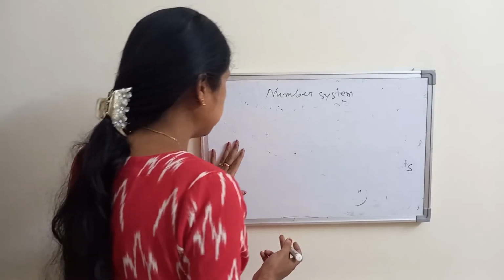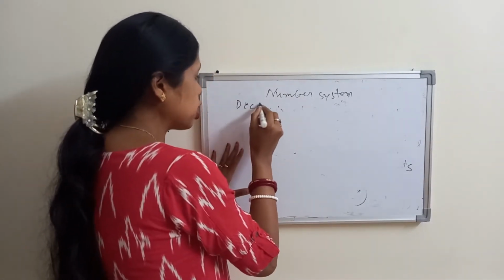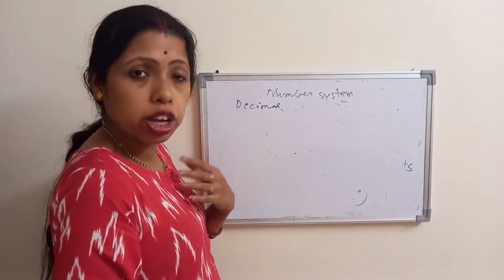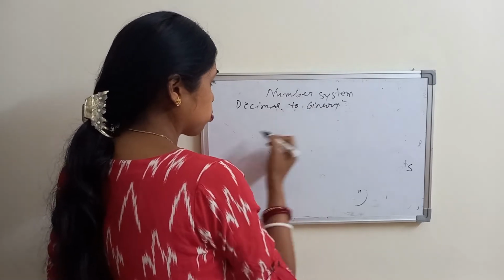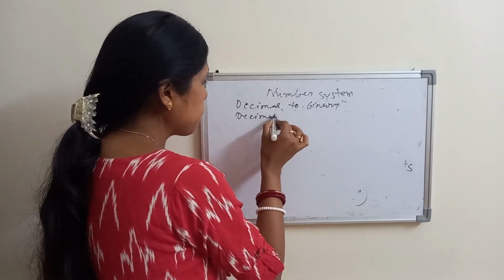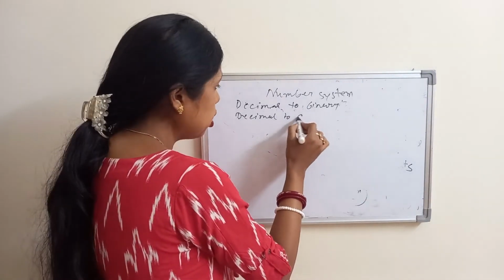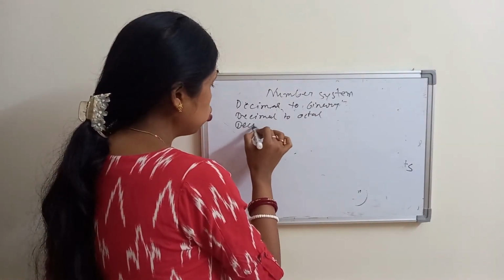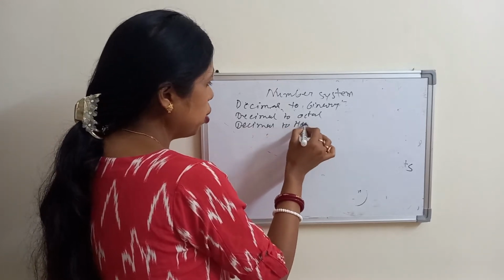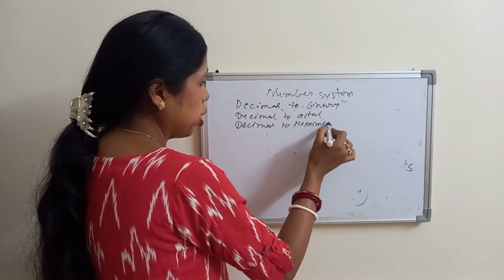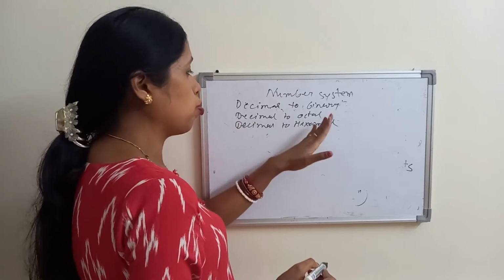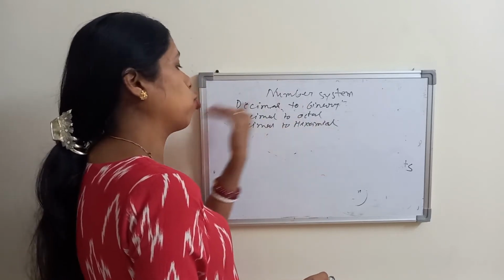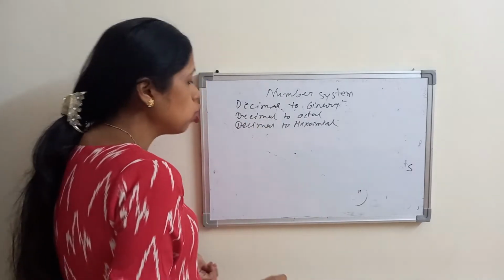Okay. So today I will just discuss 3 conversions. Decimal is the basic number, which is for human interaction. So decimal to binary, then decimal to octal, then decimal to hexadecimal. These 3 I will discuss today, and tomorrow I will discuss binary to decimal, octal to decimal, hexadecimal to decimal. Okay.